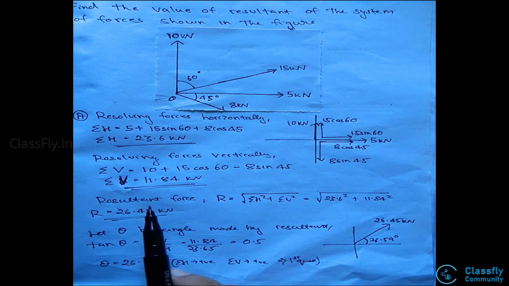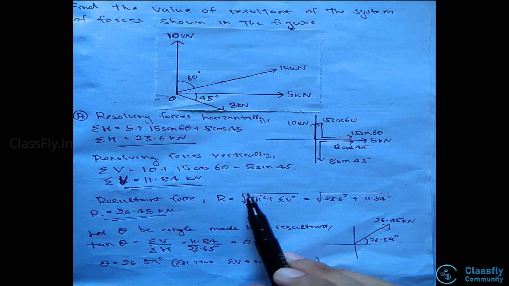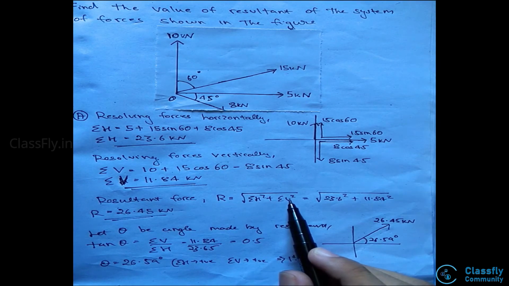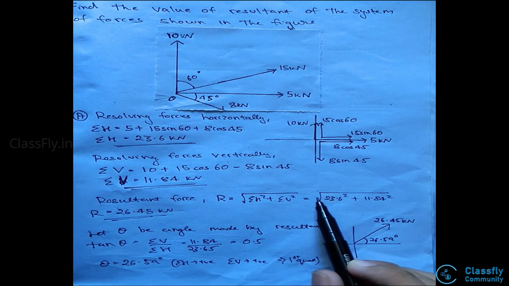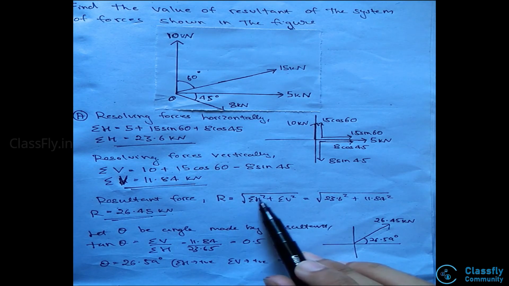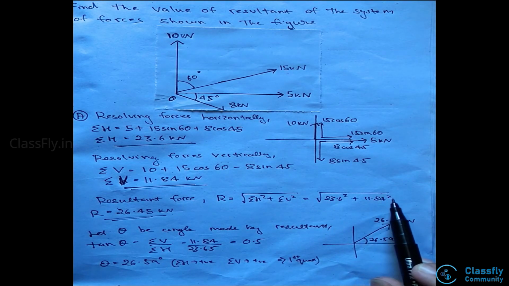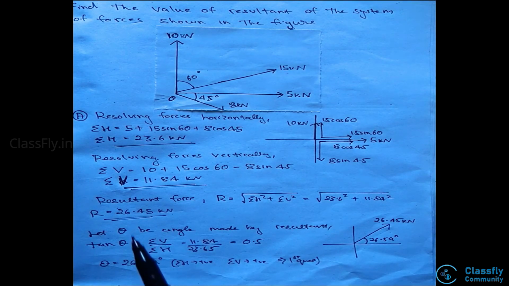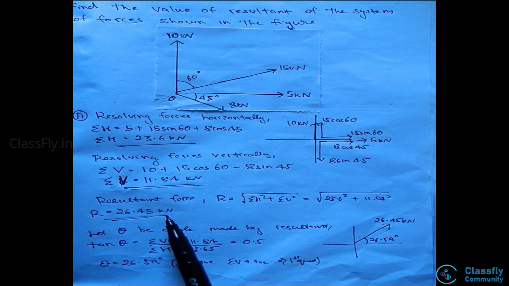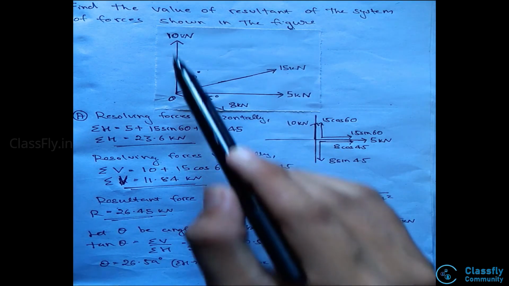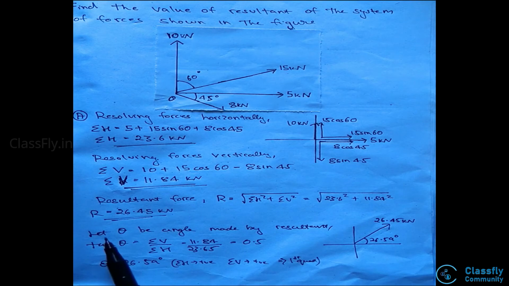Now, we know that the resultant force is given as the square root of the summation of the squares of the horizontal and the vertical forces. Hence, substituting the value, we have R is equal to root of summation H square plus summation V square. That is nothing but the square root of 23.6 square plus 11.84 square. On solving this, we get the value of the resultant to be 26.45 kilonewtons. Hence, this is the single force that acts on the point O, which produces the same effect as that of all of these forces. Now, we have to find the direction in which the resultant will act.